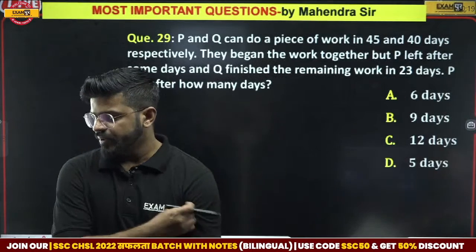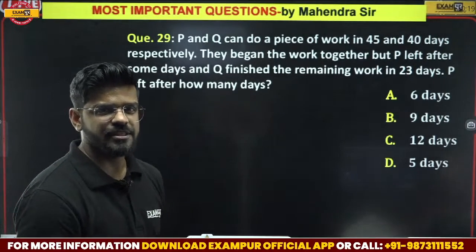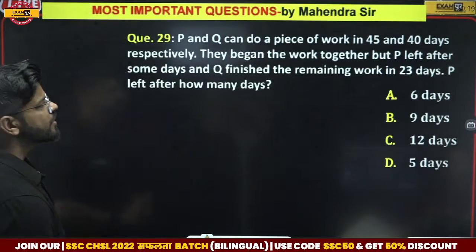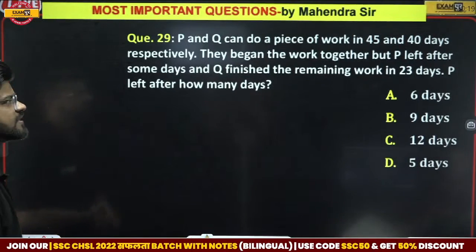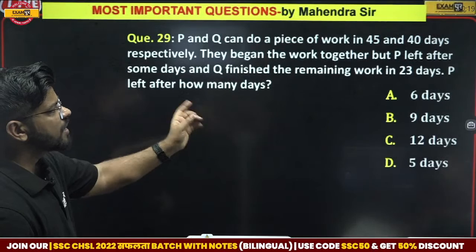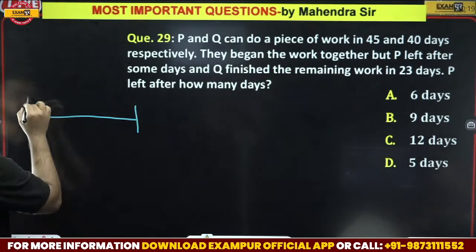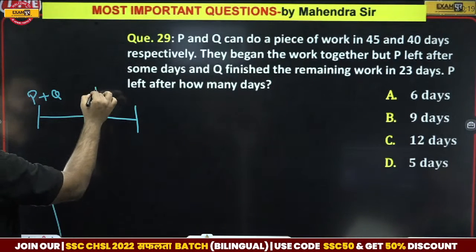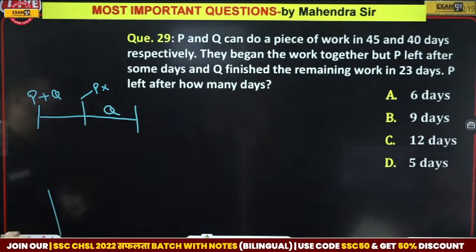Question number 29. Tell me the answer for this question. What is the question? P and Q can do a piece of work in 45 and 40 days respectively. They began the work together, but P left after some days. So this is the scenario: P plus Q have started the work, but after some days P left. Then Q is doing the work here.